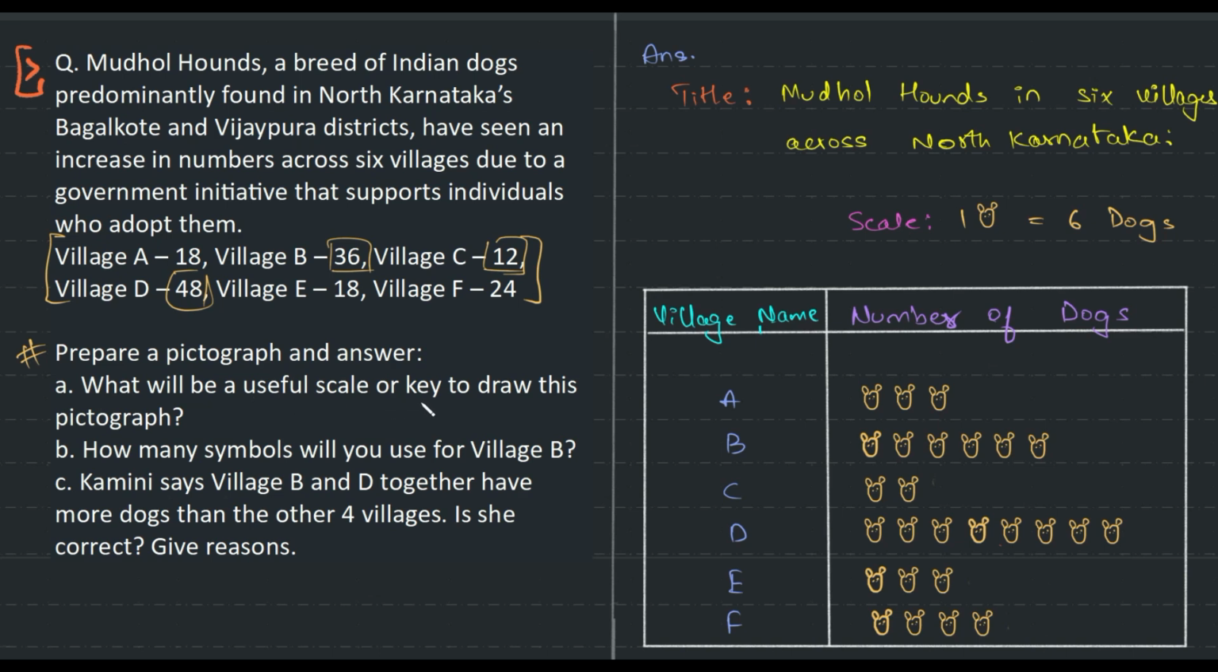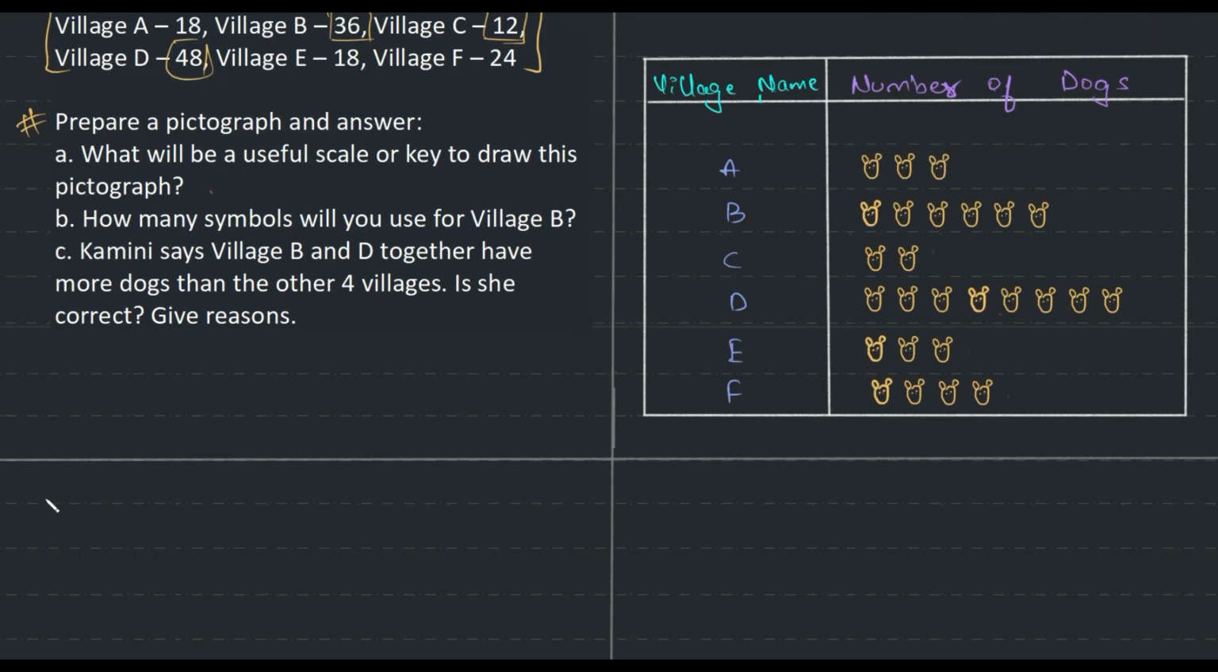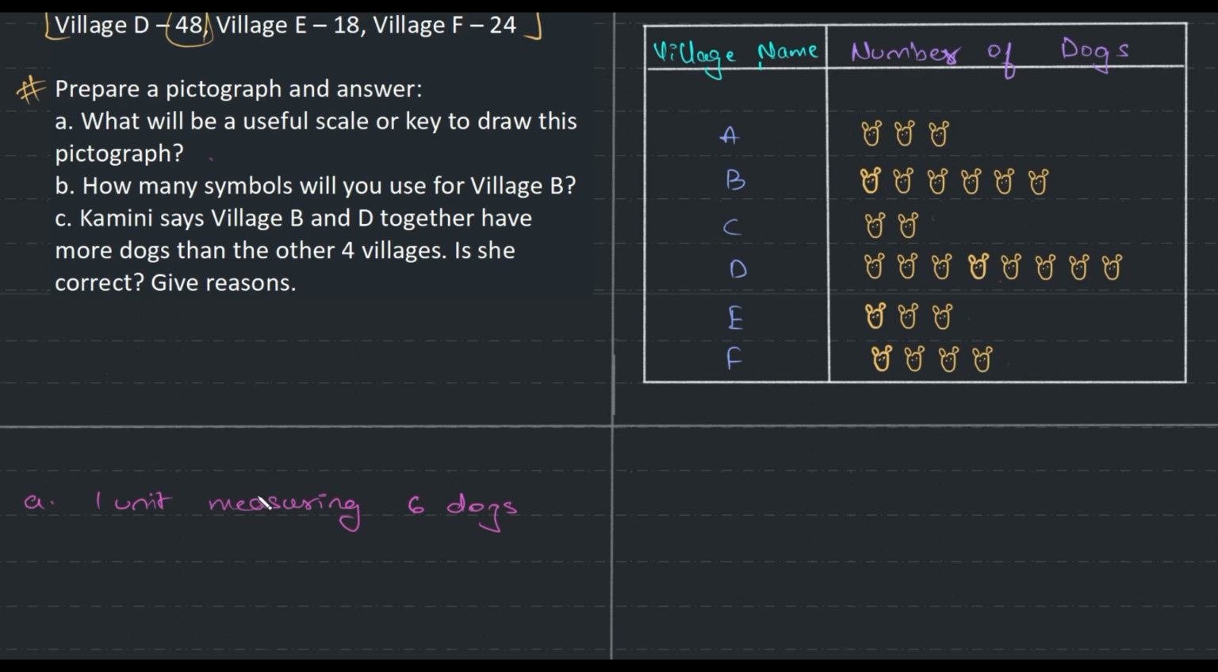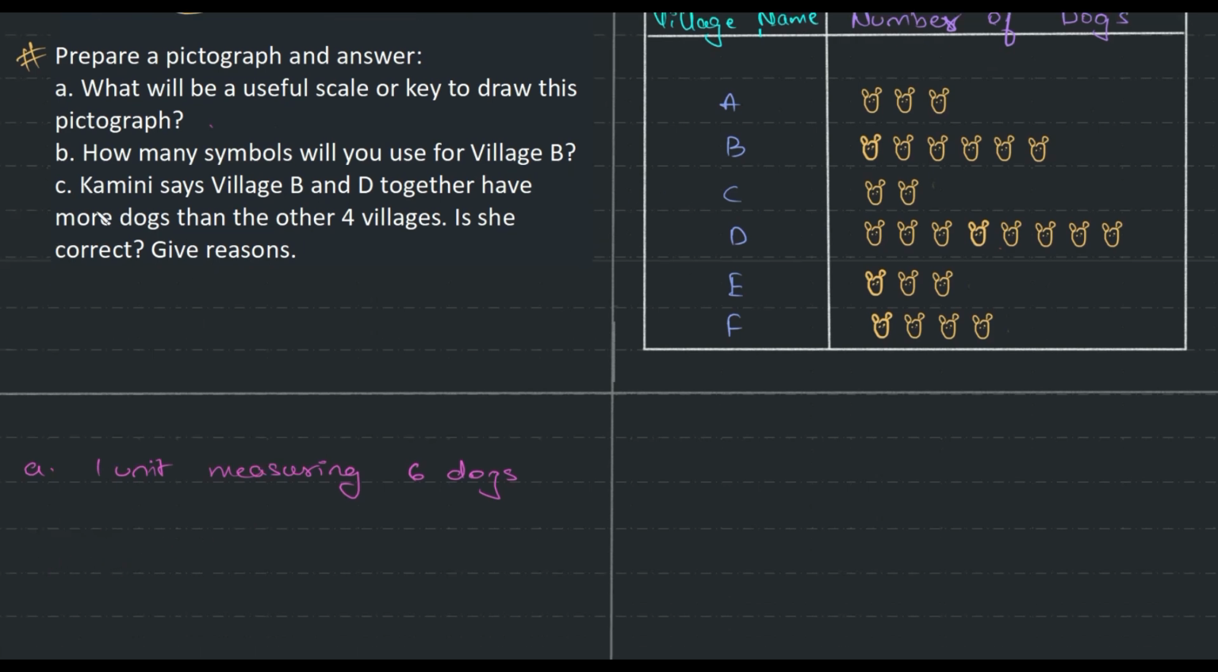What will be the useful scale or key to draw this pictograph? 1 unit measures. Let me actually write it. So these questions are answerable post the diagram itself. So 1 unit measuring 6 dogs. How many symbols will you use for village B? We used around 6 symbols. That I will not write. I think you guys can write that.